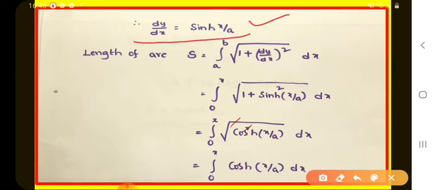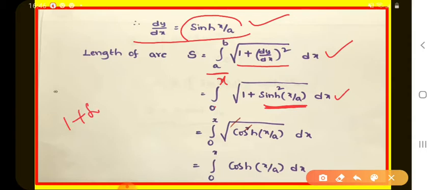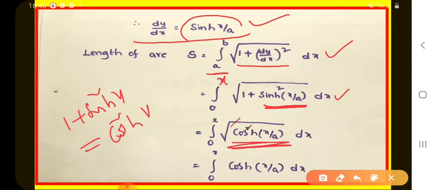Now I write the formula for the length of the arc. S equals integral a to b root of 1 plus (dy by dx) whole square dx. What are the limits here? 0 to x are the limits. And the value of dy by dx is sin hx by a. Whole square means sin square hx by a dx. In hyperbolic functions, 1 plus sin square hx equals what? Cos square hx. So I write cos square hx by a, where the root and square are cancelled. So we have integral 0 to x cos hx by a dx.